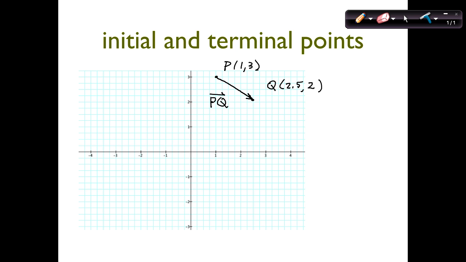So can you find the components? Okay, I heard 1.5, negative 1. Do you agree with that? What was the meaning of the components again? How much variation in x do you have? Positive 1.5. If we were just doing pure arithmetic, where would that 1.5 come from? Final minus initial, right? And then the y component of our PQ is how much variation vertically, which is negative 1, which comes from 2 minus 3.